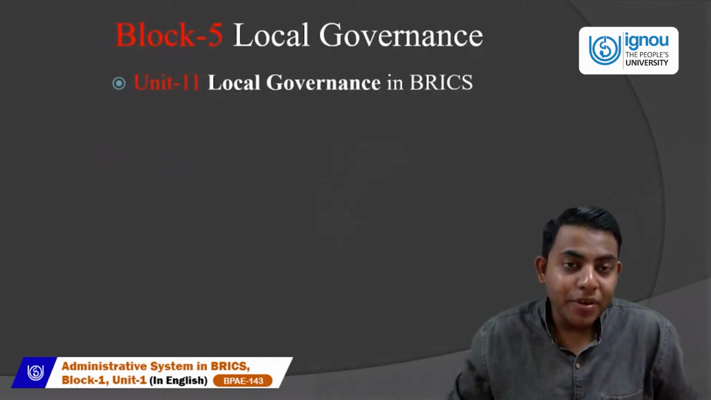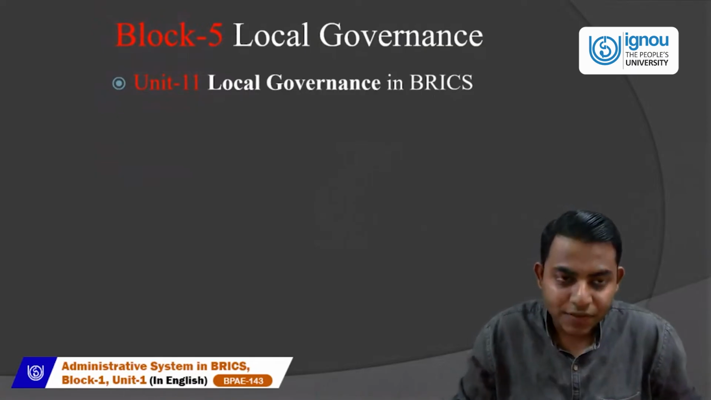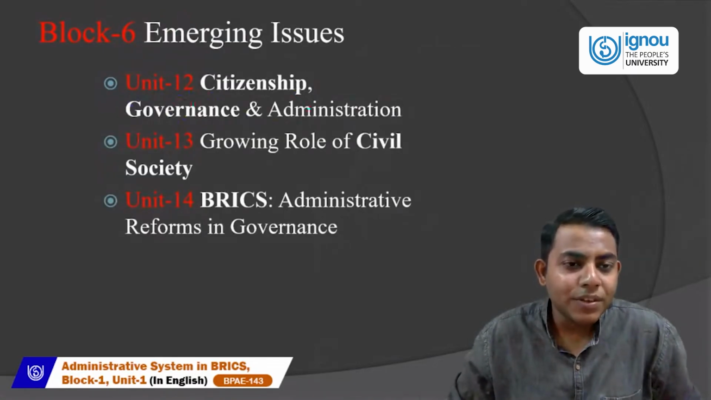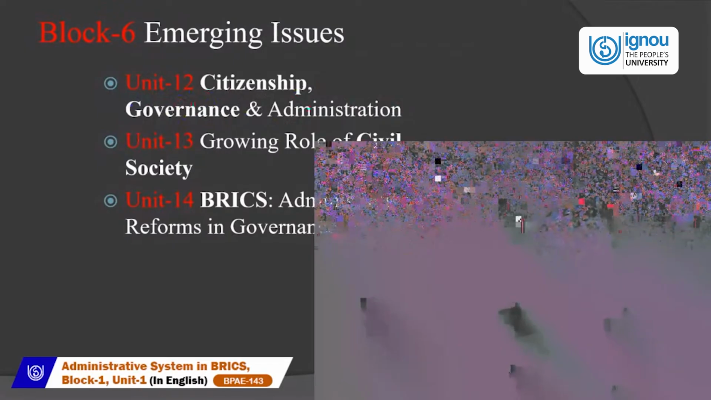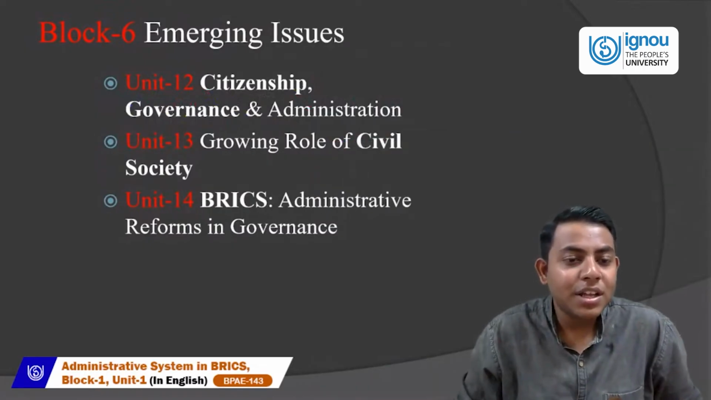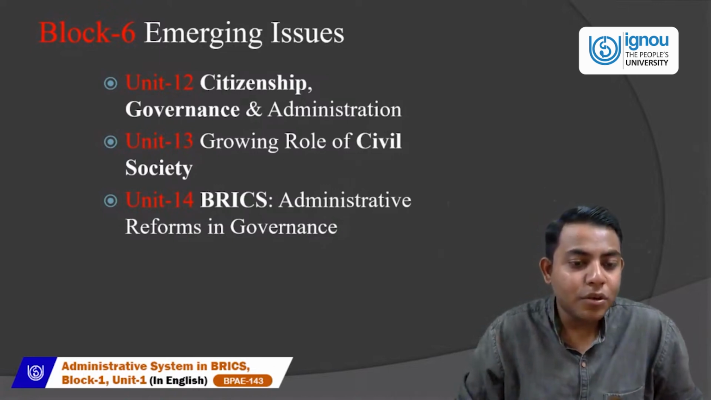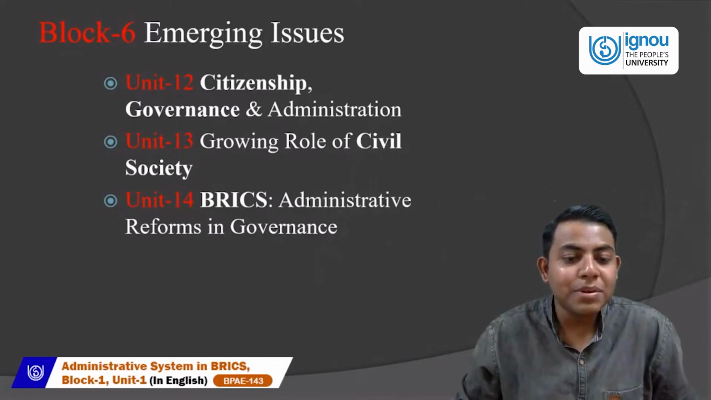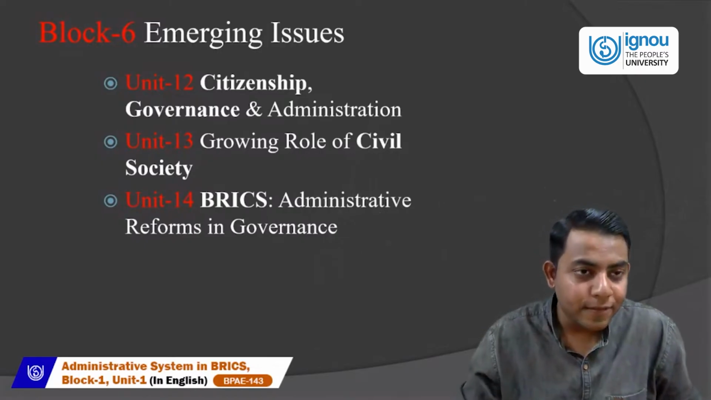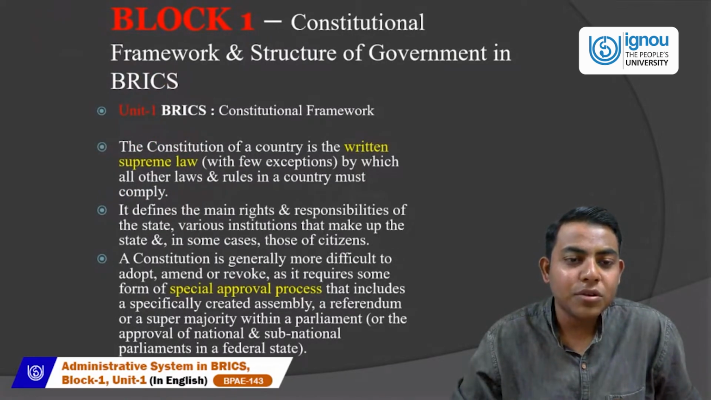The fifth block of this paper consists of the 11th unit, which relates to local governance in the BRICS countries. The final block is concerned with emerging issues. Block 6 includes the 12th unit, which relates to citizenship, governance, and administration. The 13th unit relates to the growing role of civil society in the BRICS countries. And finally, the 14th unit relates to BRICS administrative reforms in governance. So these are the 14 units that we have discussed so far. Let us begin with the first block and the first unit.